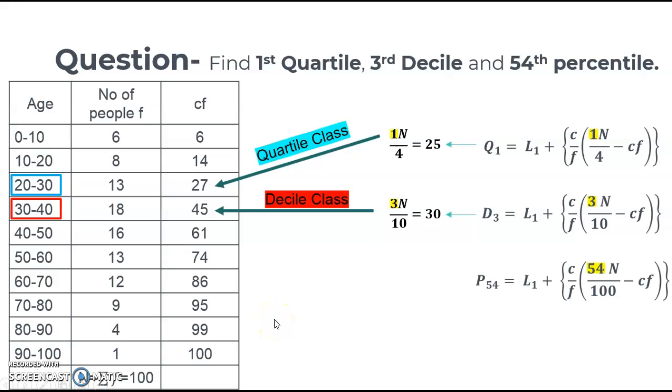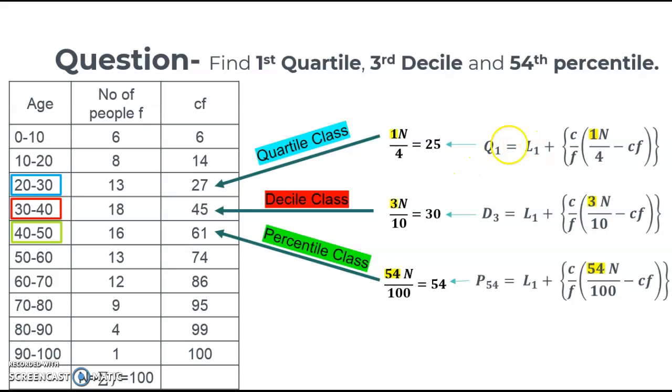Next we want to find out the 54th percentile. So consider this term, 54n divided by 100. Put the value of n, and you will get the answer 54. Now locate the cumulative frequency just greater than 54. The corresponding class is known as the percentile class. Now we have the quartile class, decile class and percentile class. The next step is putting all the values in the formula. I'll solve the first one, that is Q1. The remaining you can solve on your own.